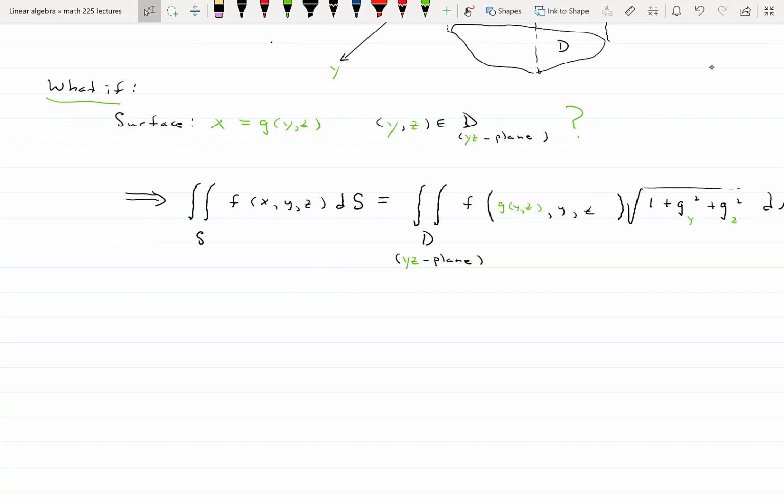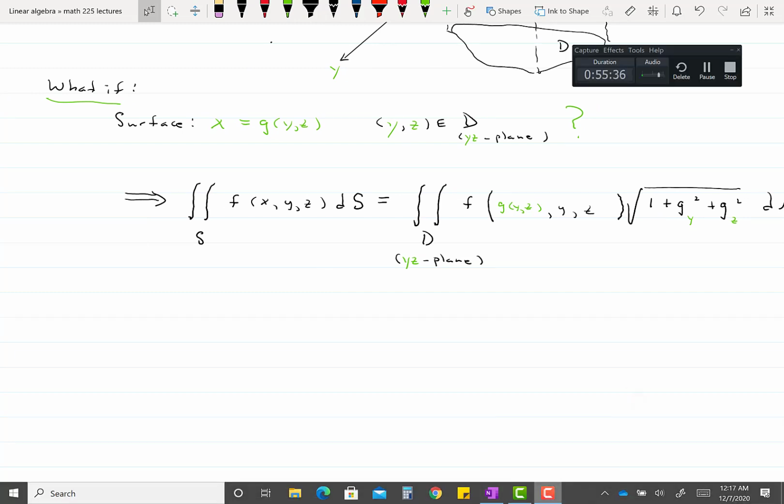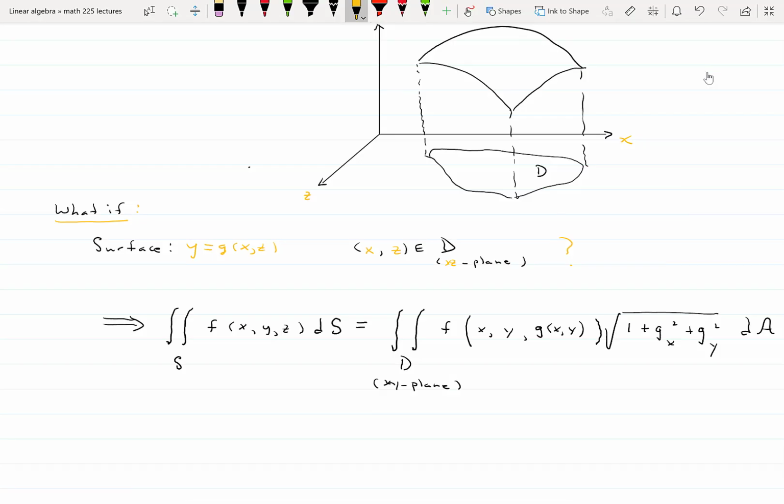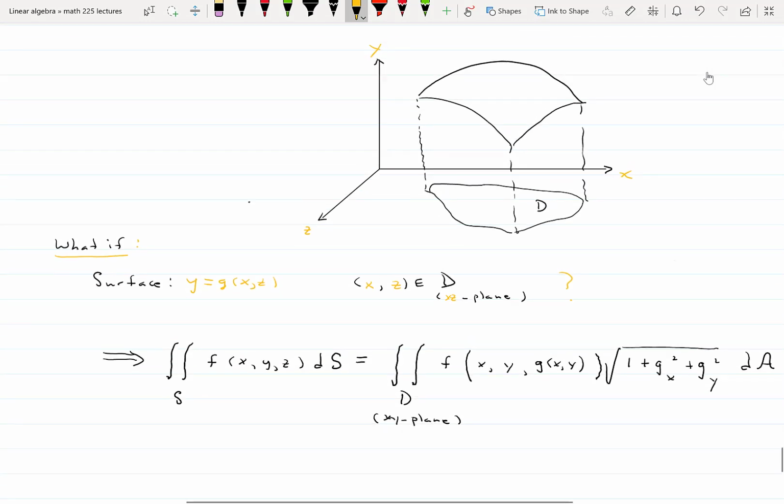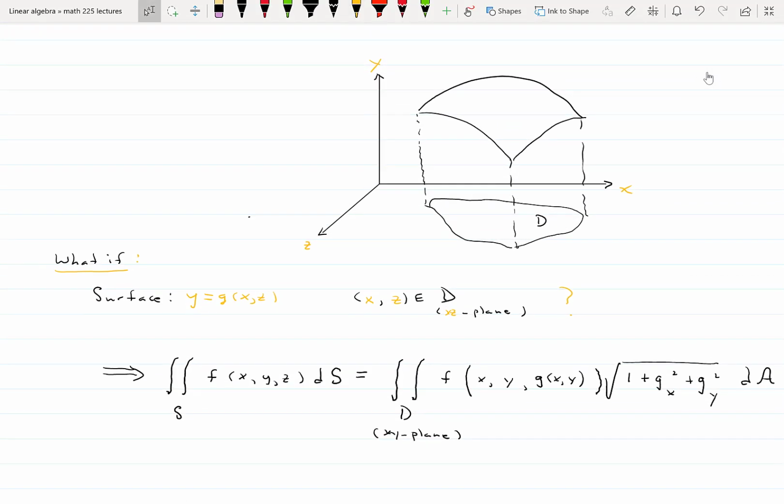What if y is a function of x and z? So let's take a look at that. Okay, so let's do this sort of in a mustard yellow color. What if our surface is y equals a function of x and z? So again, I just rearranged the variables on the axes, preserving the right-hand rule. So you're seeing y is a function of x and z. It's not a big deal, where x and z come from the domain of the function in the xz plane.